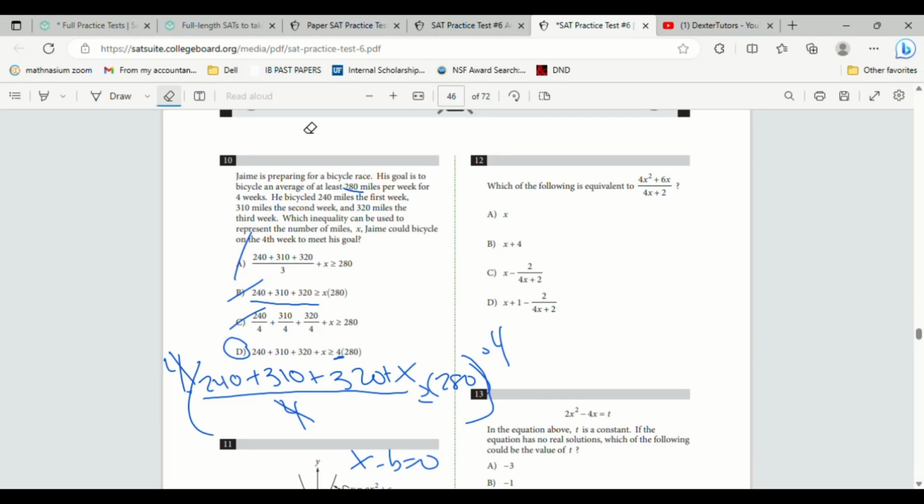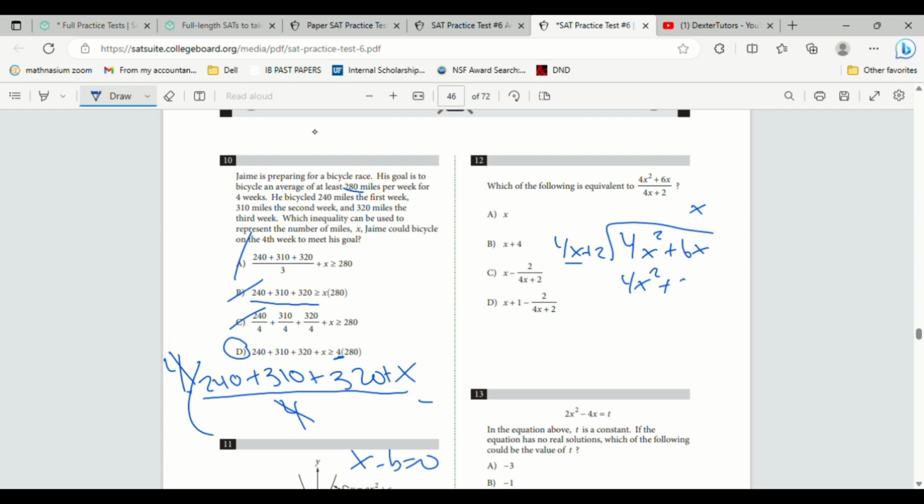Number 12, which of the following is equivalent to this function long division of 4x squared plus 6x divided by 4x plus 2? Function long division works like regular long division. How many times can 4x go into 4x squared? Well, that's going to be x number of times. x times 4x is 4x squared. x times 2 is 2x.